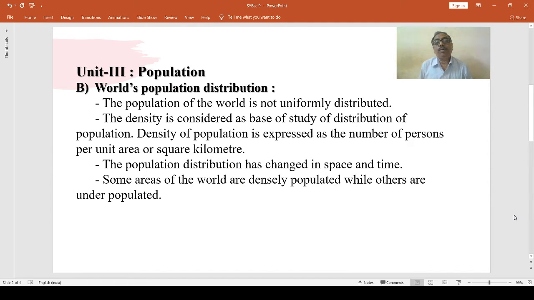The population of the world is not uniformly distributed. The density is considered as a base of study of distribution of population. Density of population is expressed as the number of persons per unit area or square kilometer.